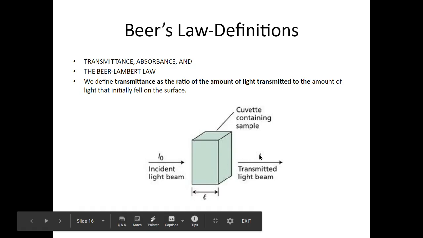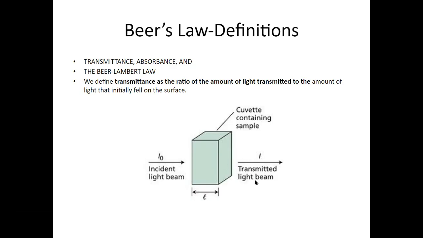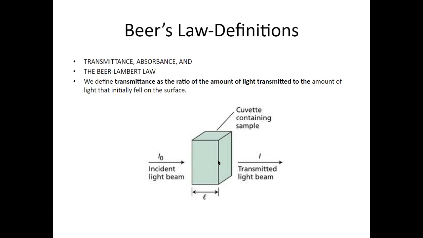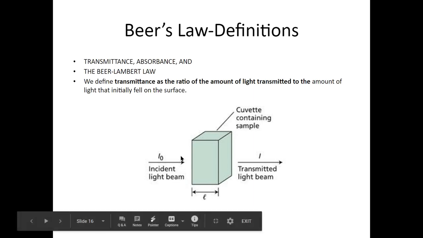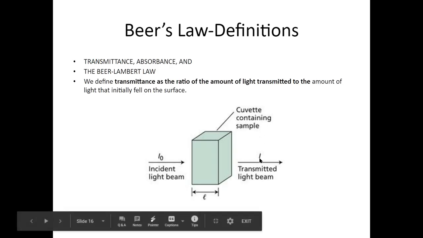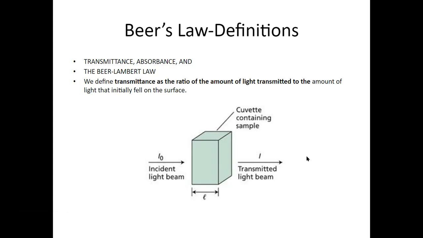And then this I, intensity, is the transmitted light beam. So it's all intensity. This is the incident light beam, this amount of photons per second going into the cuvette. Then there's a relationship of that photons per second over that intensity I, which is the transmitted light beam that's coming out of the cuvette. And that's, again, photons per second.